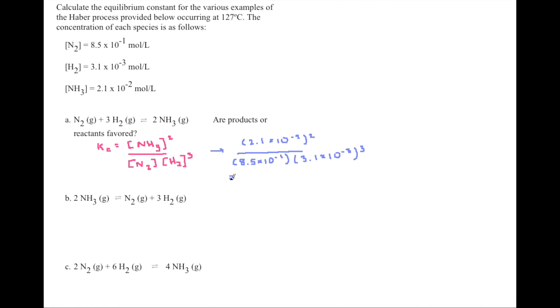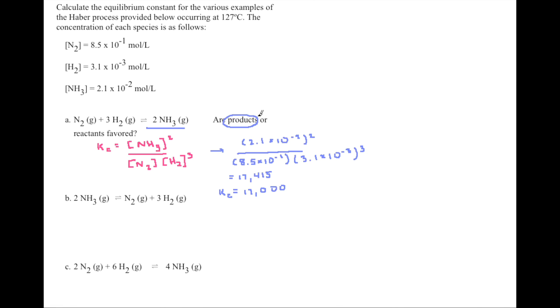And so what I end up getting for my Kc is 17,415. Okay, so I'm going to round this to the correct number of sig figs. I'm going to just say 17,000 is what my Kc equals. Now, since this is much larger than 1, what that tells me is that the concentration of products is much greater than for the reactants, which means that my products are what are being favored in this equilibrium reaction.